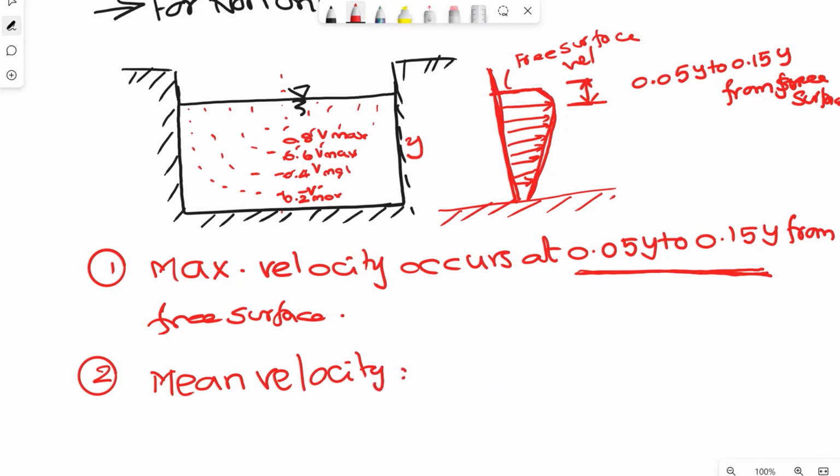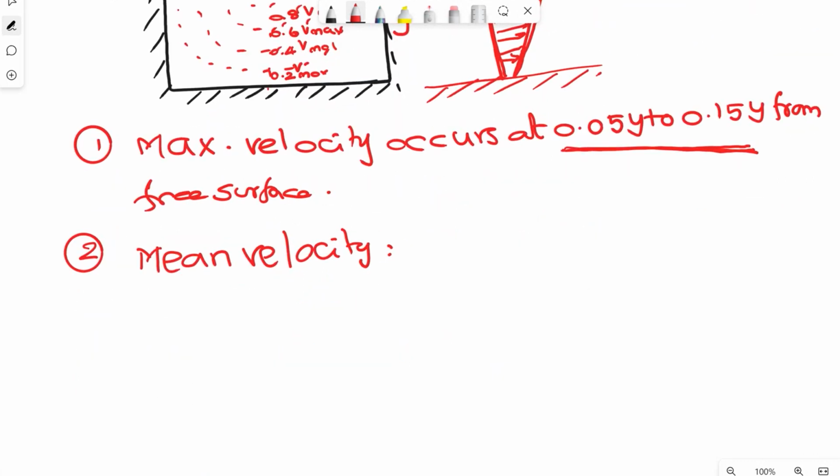How to know? The important things when we are working out the velocity distribution are on which points we work. First thing is where the maximum velocity occurs. Suppose you are asked where the maximum velocity occurs in pipe flow. Naturally, at the center of the pipe, the velocity is maximum because at the boundaries, the velocity is zero. So in the pipe flow, the maximum velocity occurs at the center.